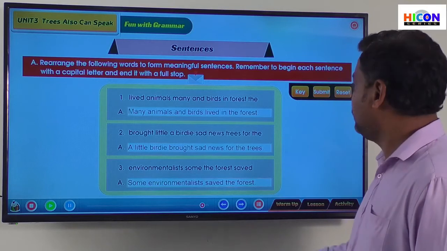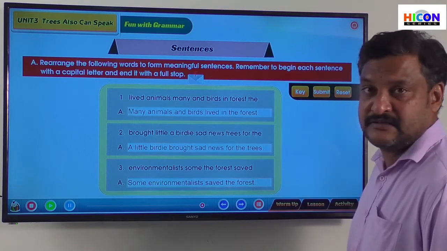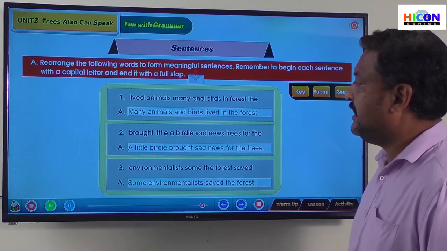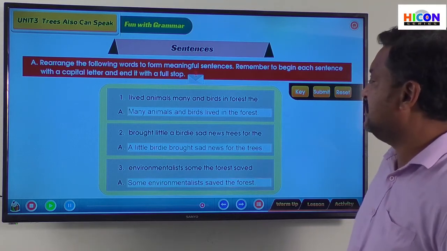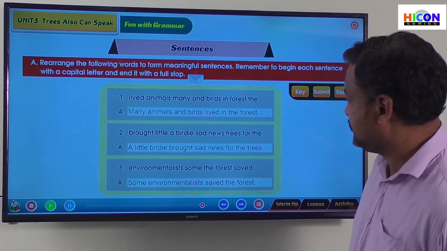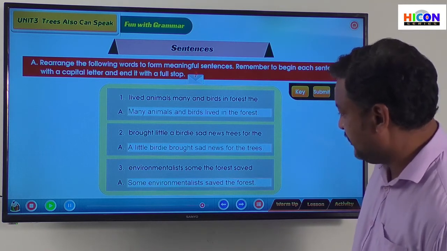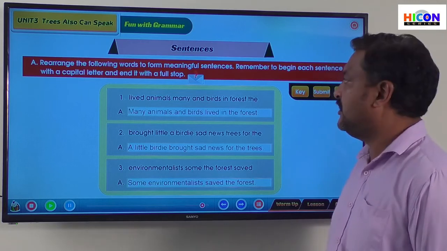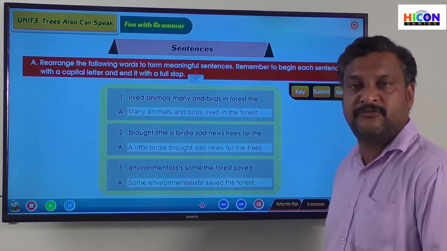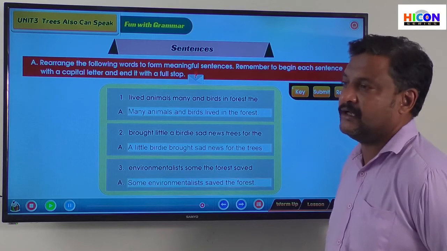Now we have completed all three sentences. The first one is many animals and birds lived in the forest. Second, a little birdie brought sad news for the trees. Third, some environmentalists saved the forest. Now I will keep the screen the same for another minute so that you can have a look at that.